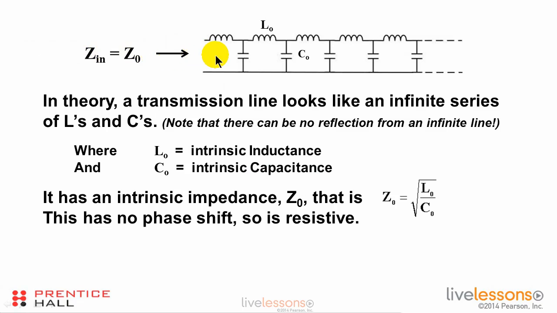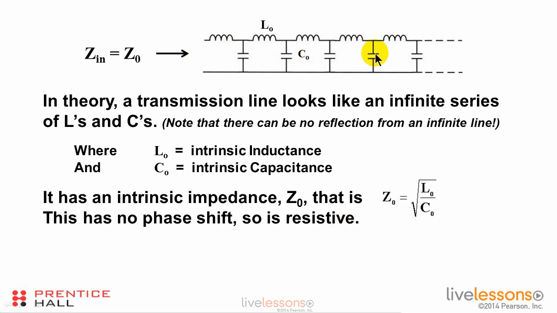If we look into this line, it has an impedance. I mean, this is an LC circuit, so an LC circuit has an impedance. And it works out that the impedance looking into that line is given by this expression. It's the square root of L over C, where L and C are the intrinsic inductance and intrinsic capacitance. Now recall that L has a voltage phase shift of plus 90 degrees. We're dividing it by something that has a voltage phase shift of minus 90 degrees. The result is zero phase shift. Anything with a zero phase shift is resistive. And so this characteristic impedance is actually resistive. It looks like a resistor.